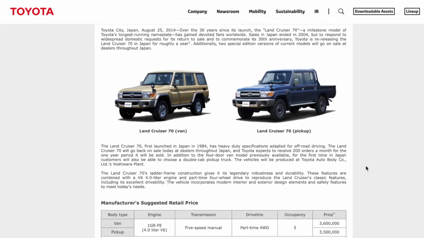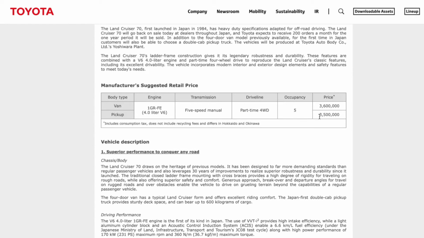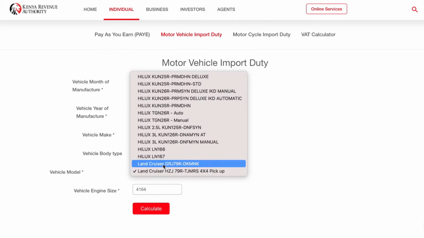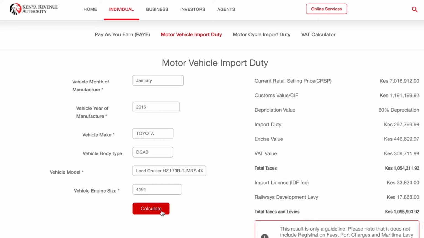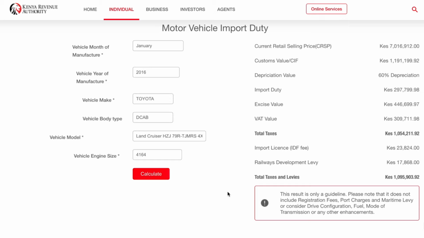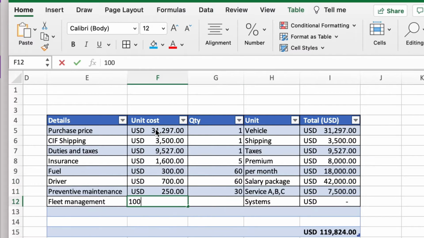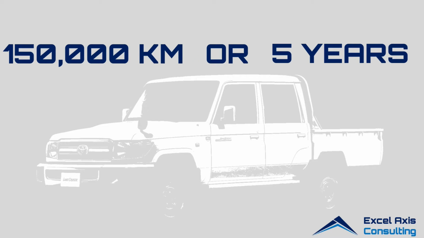I ran a quick search on Toyota website and found that a J70 series goes for approximately $31,297, and that is ex-works. I then determine the total cost of acquisition, which includes cost, insurance and freight, duties and taxes, totaling $13,000. But that's not all. It's important to understand the operating cost for the J70 Land Cruiser, and this is for its entire useful life. A useful life can vary between 150,000 kilometers or 5 years, or whichever comes first.